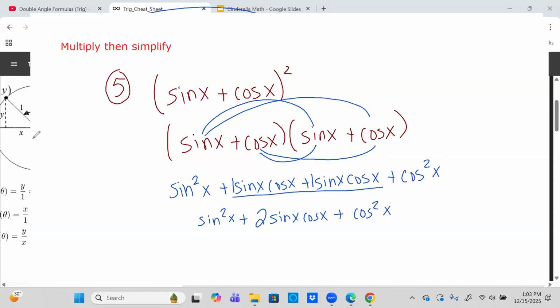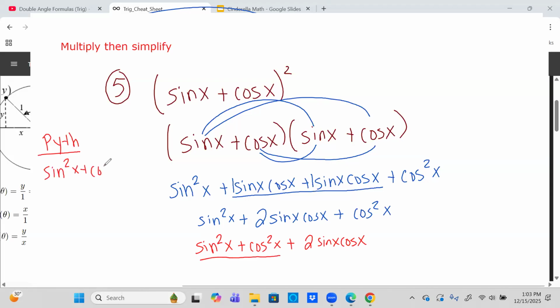But this is adding. With adding, we're allowed to change the order. So I'm going to change the order to be sine square plus cos square plus 2 sine cos. And then, oh, there he is again. Pythagorean identity. Sine square plus cos square is 1. So this right here is 1 plus 2 sine x cos x. Answer. Or the order could be switched. It does not matter. You could do 2 sine x cos x and then add the 1. Either way, it's right.